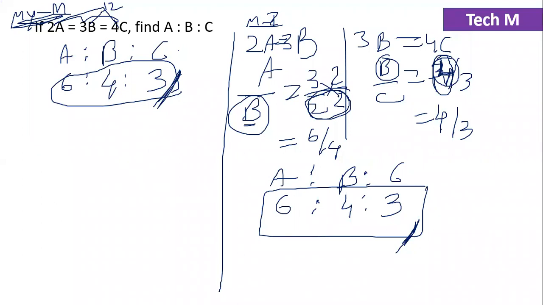Simple. The LCM is 12. Sorry, we have to divide our LCM by each coefficient. That's it, to find any ratio. LCM is 12. 12 by 2 is 6. 12 by 3 is 4. 12 by 4 is 3. That's it. Simple. The coefficients of C, we have to divide: 12 by 4 gives the C ratio. B coefficient 3, 12 by 3 is 4. A coefficient 2, 12 by 2 is 6. Same answer. Thank you.